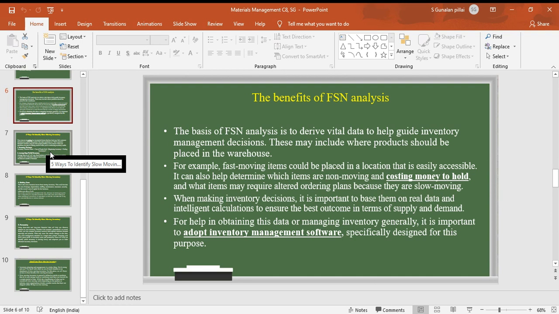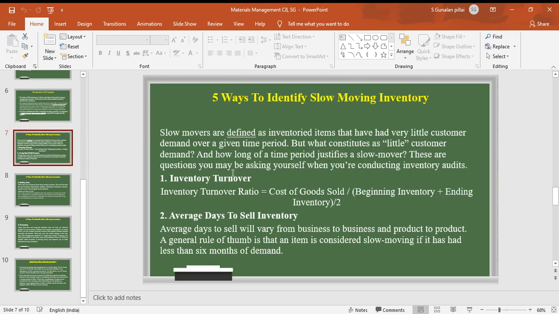These are all important factors, applications of management concepts in practical business. I know that many of you are doing business. Please, kindly apply your management concepts in your business so that you will benefit more. Then slow movers are defined.